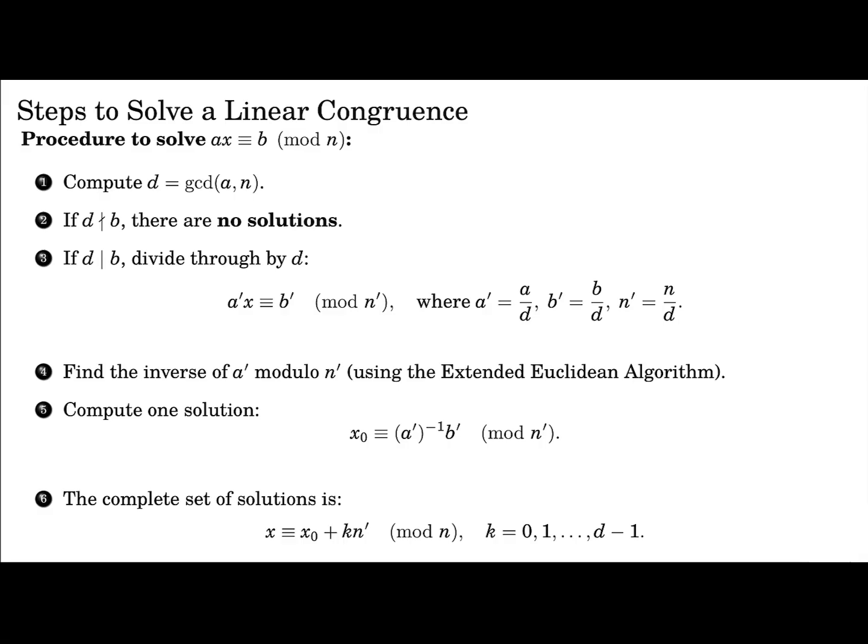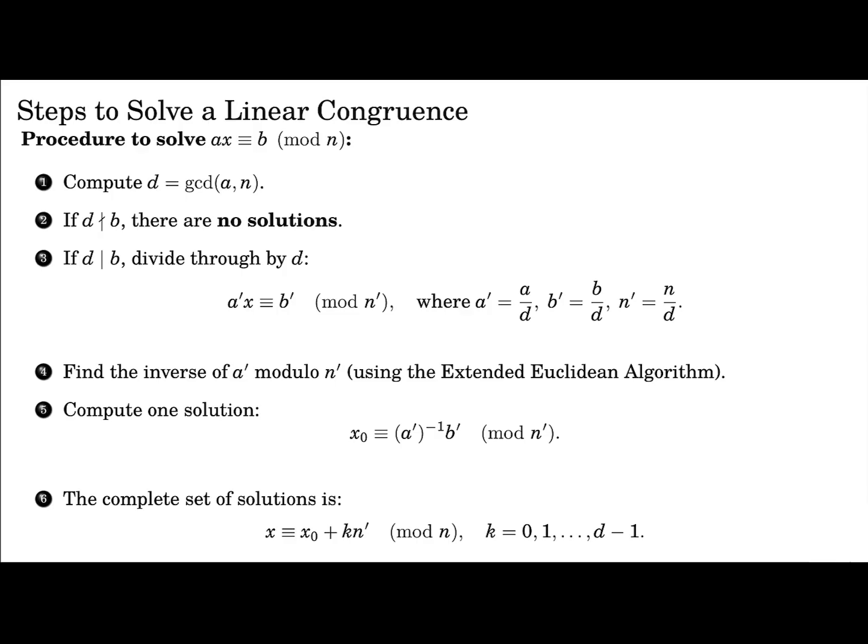So here's the procedure for solving ax ≡ b modulo n. The first step is to compute the GCD between a and n, this d over here. Compute that GCD, and if d does not divide b to begin with, then there are going to be no solutions. So if you compute the GCD of a and n and it doesn't divide b, you know there are no solutions. When it does divide b, there will be solutions, and we're going to show how to find all of them.